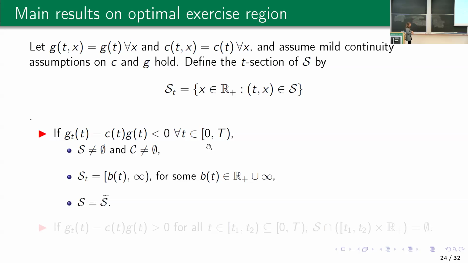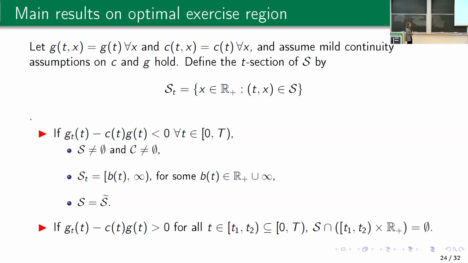In this case, we can also see that the surrender regions for the original problem and for the continuous reward problem coincide. However, when this function is positive for some T in an interval, then for this interval, it will never be optimal to surrender, basically. So the surrender region is empty on this interval.